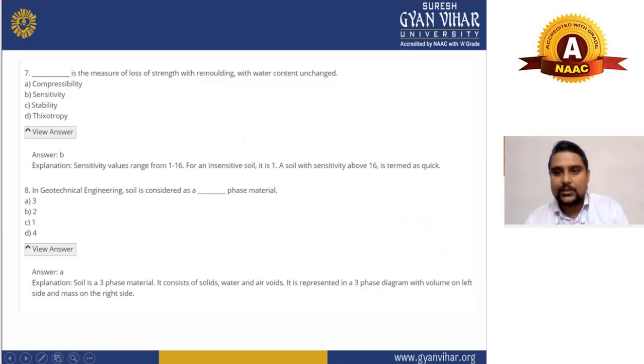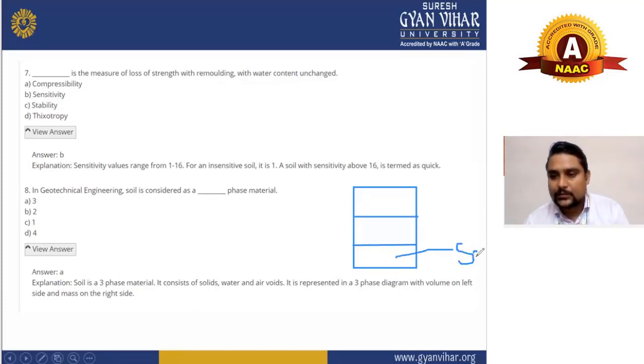Let me explain it clearly by making a diagram. Suppose this is your soil sample, and now we have to make three phases. First phase is here, second phase is here, and third phase is here. In the first phase there will be solid, in the second phase there will be water, and in this phase there will be air. That's why your soil is called three phase.